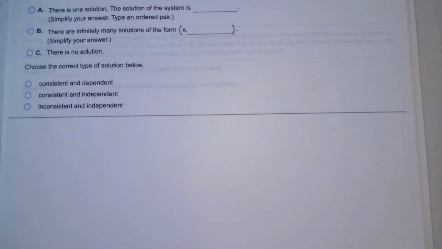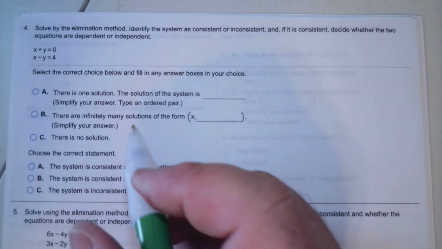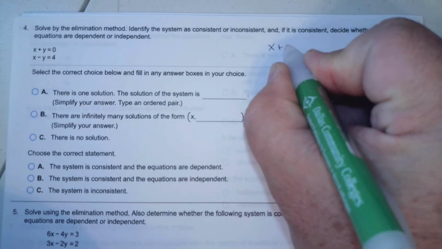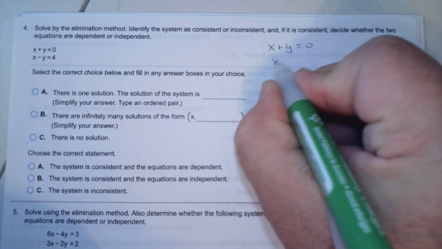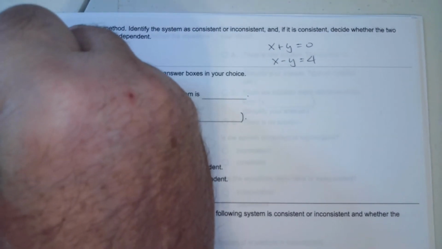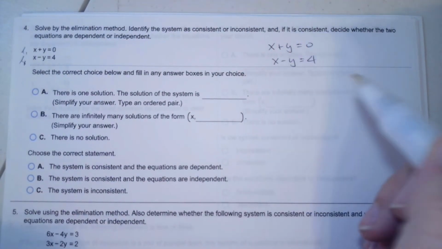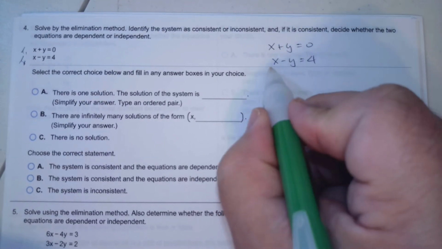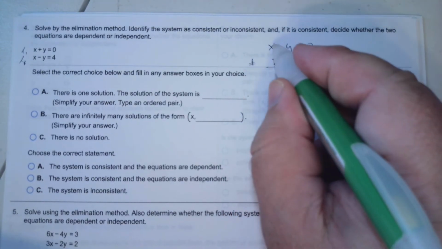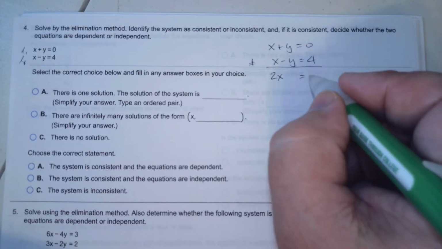Alright, let's look at the next one. Number 4. Solve by elimination. Remember, elimination now, we have our two lines. And we have to first pick an equation, pick a variable to get rid of. They have to have the same number in front, but different signs. So I'm going to get rid of the y's. Fortunately, I don't have to do anything. If I just add the two lines together, x plus x is 2x. The y's cancel. 0 plus 4 is 4.